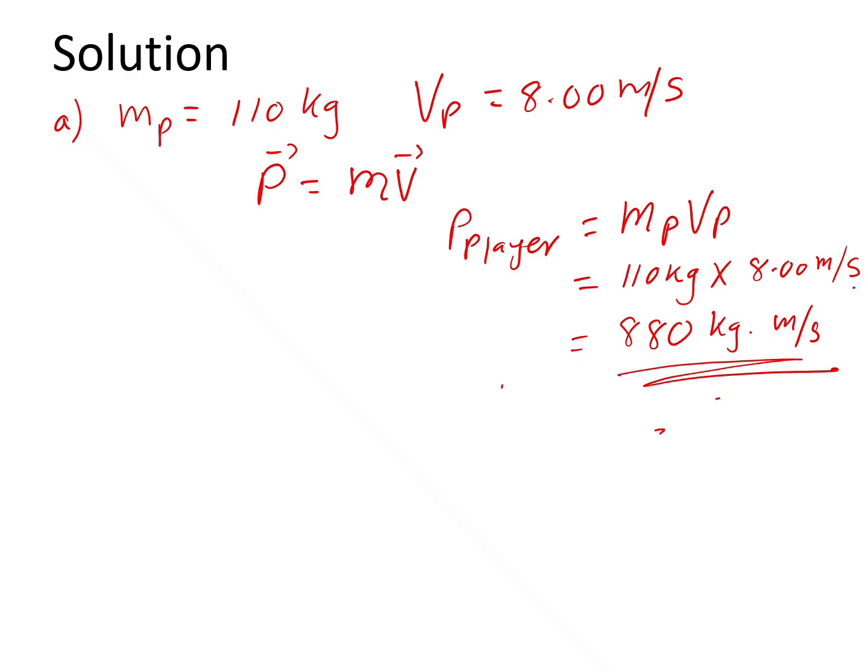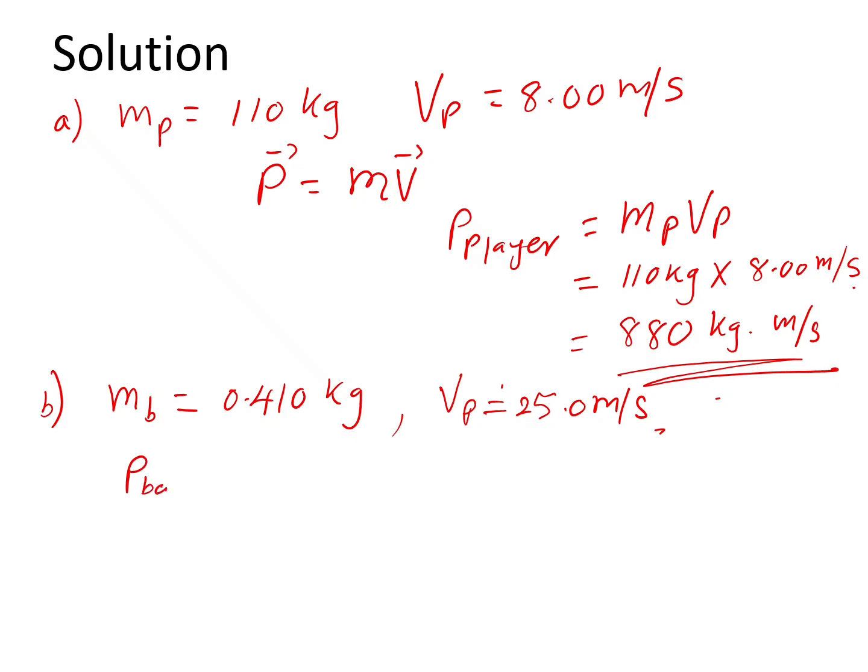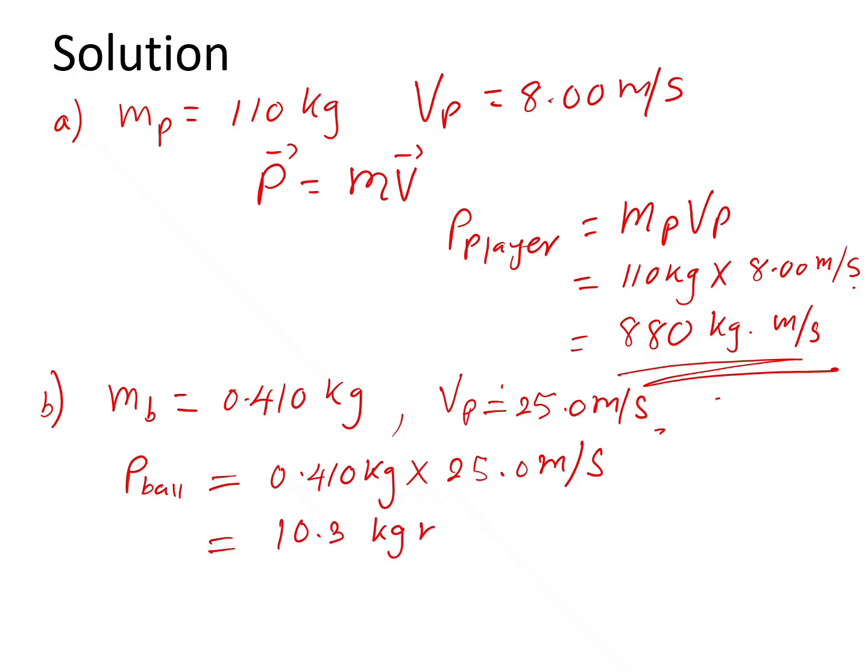Now calculate the football's momentum. The mass of the football is 0.41 kilograms. The speed of the football is 25 meters per second. Now, the magnitude of the momentum of the ball is 0.41 kilograms multiplied by 25 meters per second, and we get 10.3 kilograms meters per second. So even though the football is moving faster, its momentum is much smaller because its mass is so small compared with the player's mass.